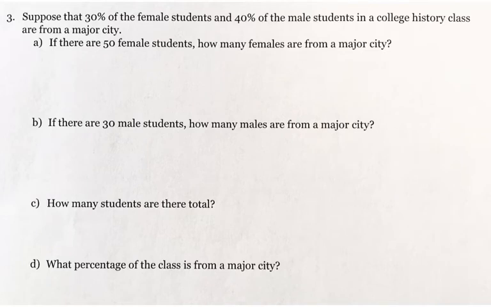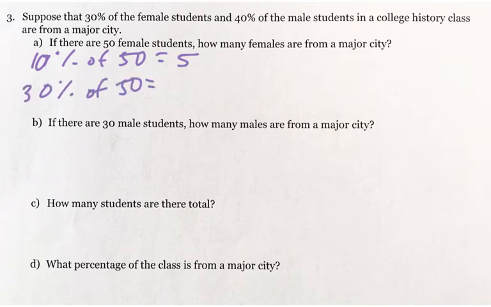Okay, let's look at some more examples. Suppose that 30% of the female students and 40% of the male students in a college history class are from a major city. If there are 50 female students, how many females are from a major city? This kind of question, I would go back to that 10% rule. I would say, what's 10% of 50? Well, 10% of 50 is 5. So 30% is 3 times bigger. So that's going to be 15.